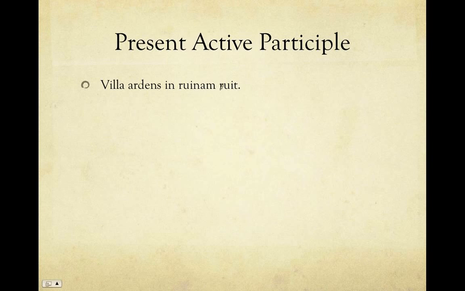Villa ardens in ruinam ruit. The villa burning, so here's our ns, there's our -ing, from ardeo, to burn. So the villa, while burning, because it was burning, since it was burning, the villa fell into ruin. However you translate it, you should recognize that ardens is modifying villa here, and that it is a present participle, so it is going on at the same time as this verb, ruit, it fell.